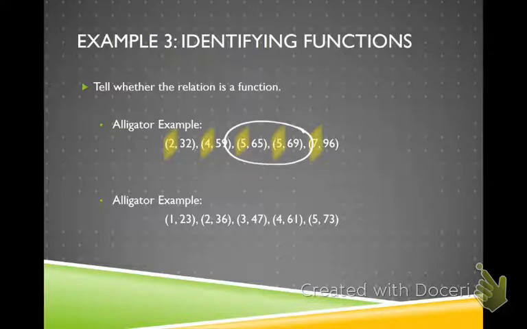So for every input, it can only have one output. Because 5 has an output of 65 and 69, it is not a function. It's a relation, no big deal. It's showing the relationship between the alligators, but it is not a function. And so here's what you would write on it. You can go back up to example 1 if you want, just so you don't have to rewrite it.